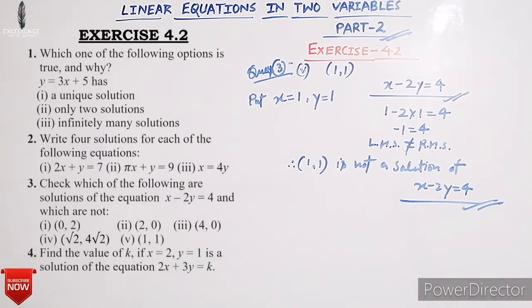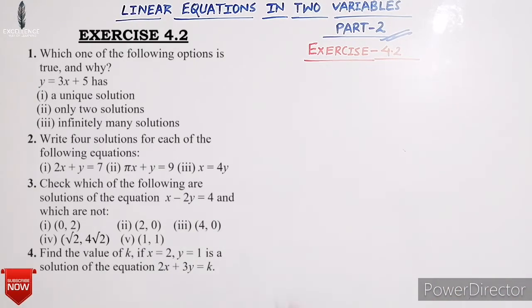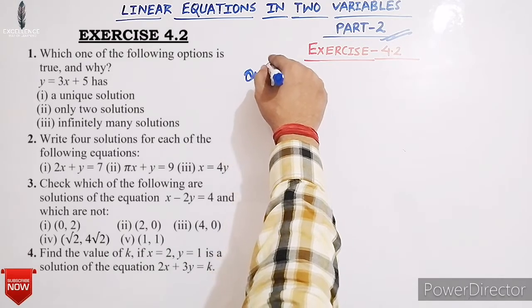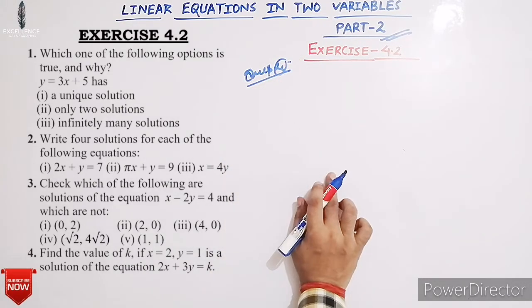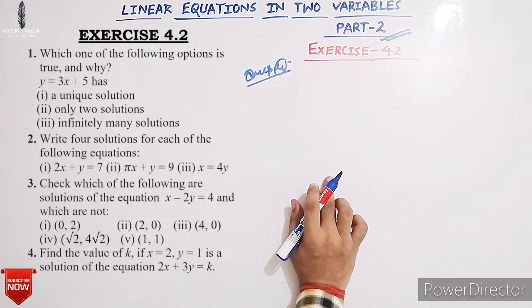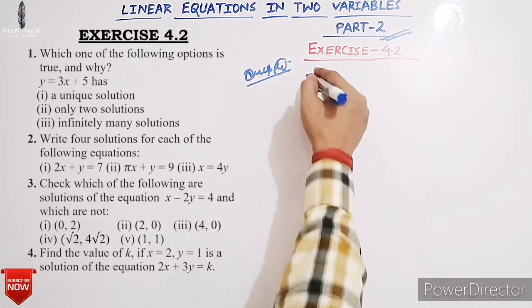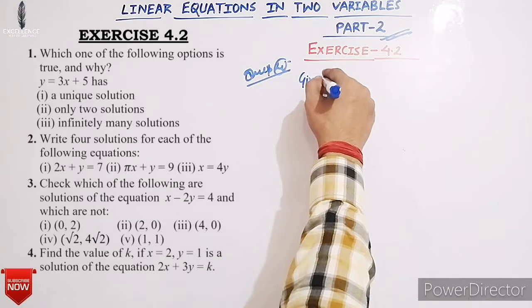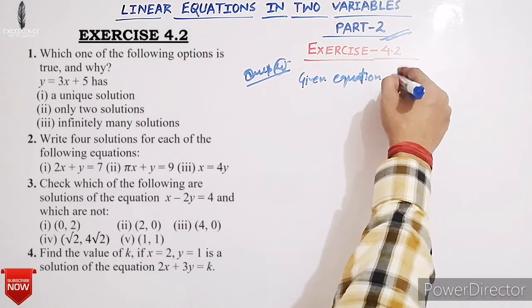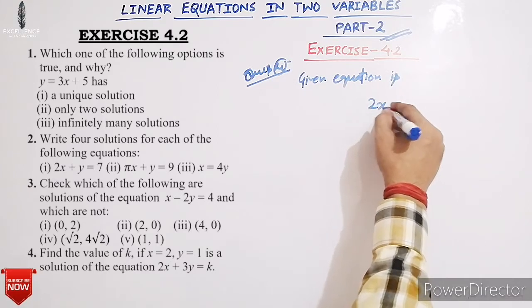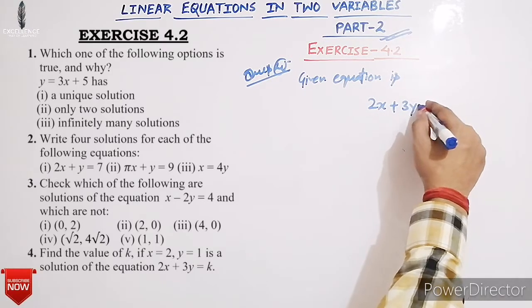Okay, now next question, question number 4. Find the value of k if x equals 2 and y equals 1 is a solution of the equation 2x plus 3y equals k. Here the given equation is 2x plus 3y equals k.